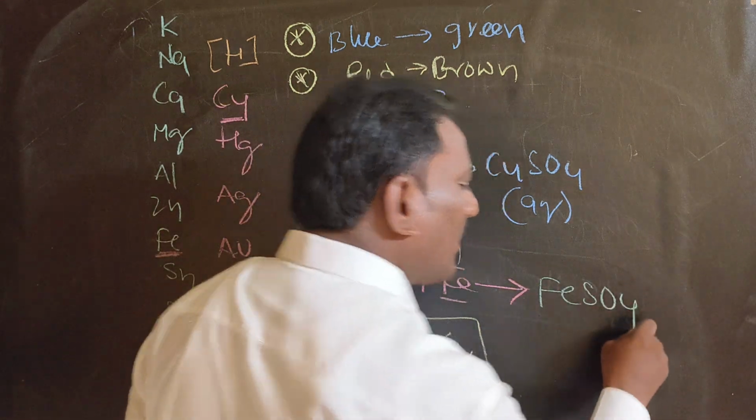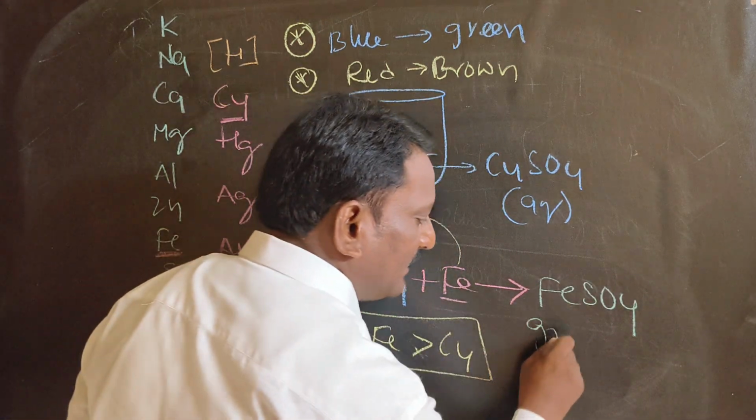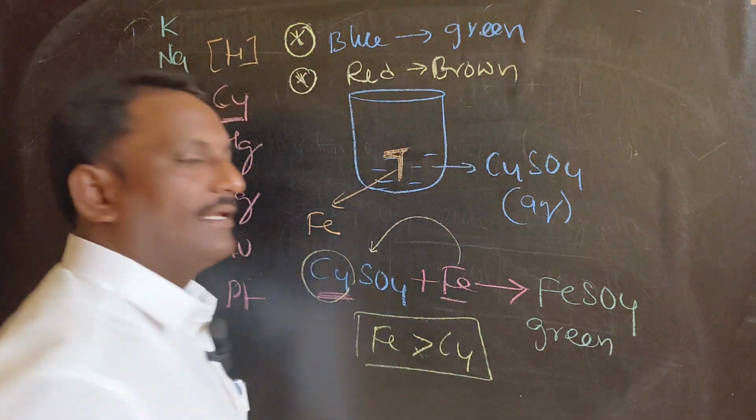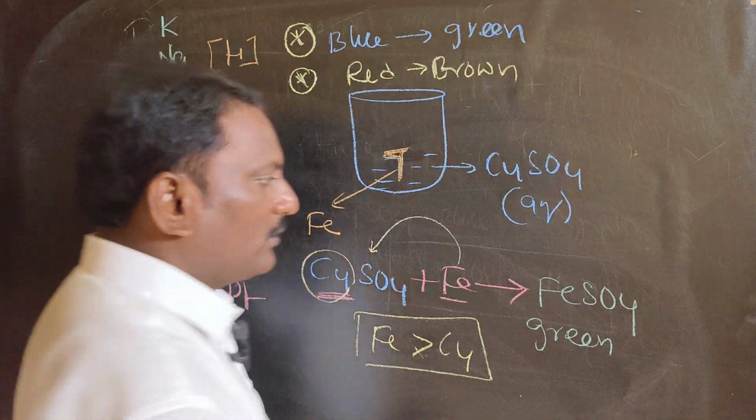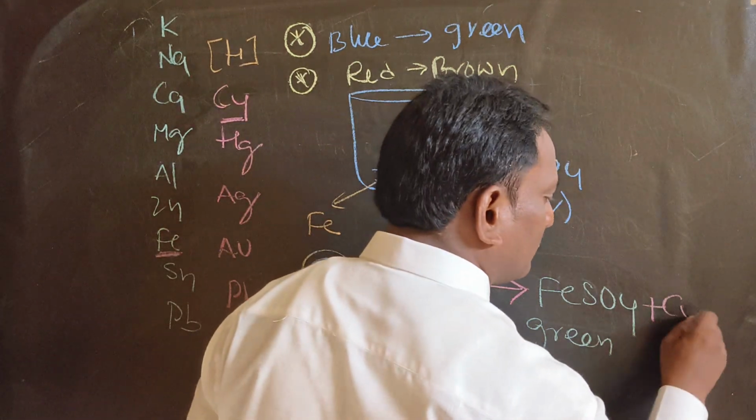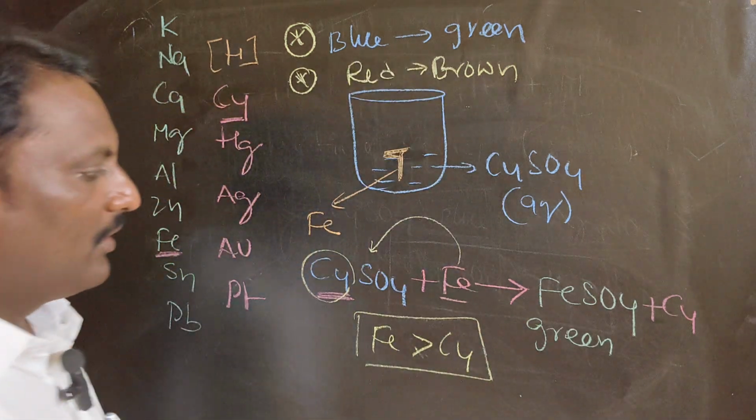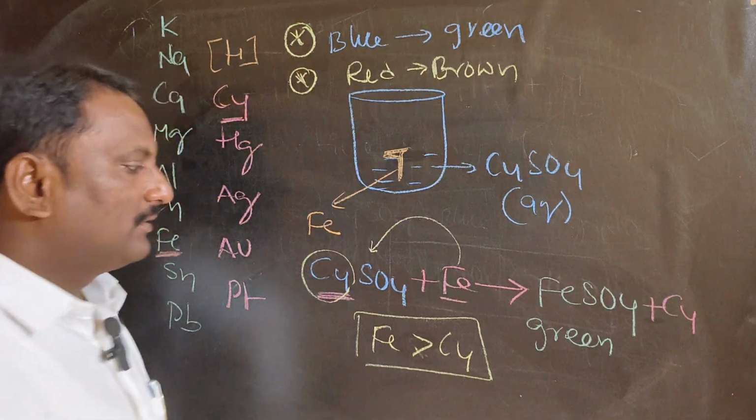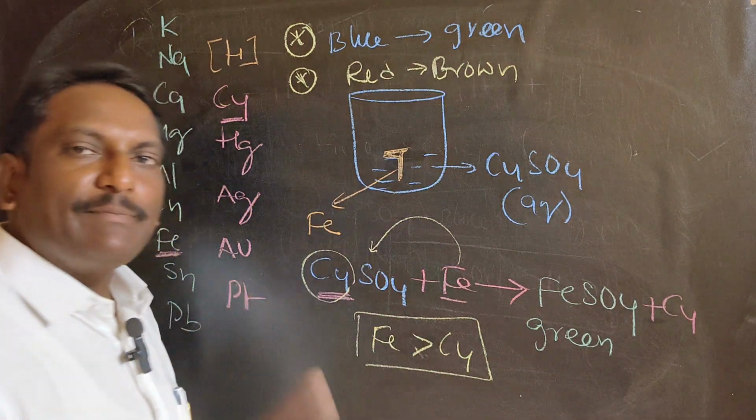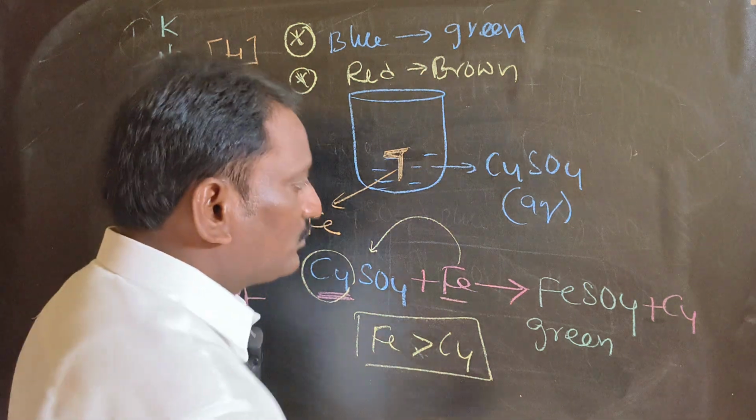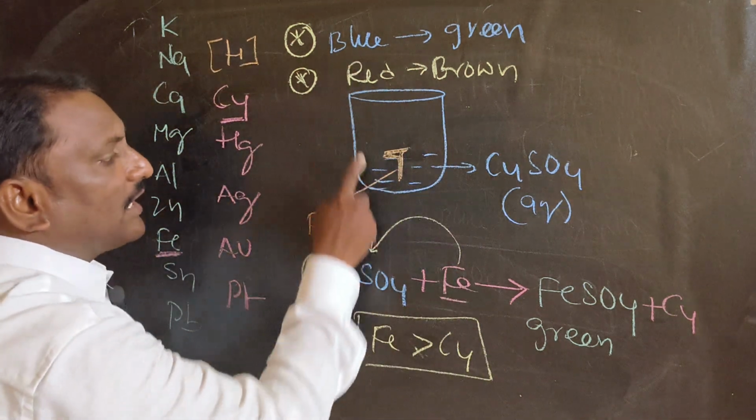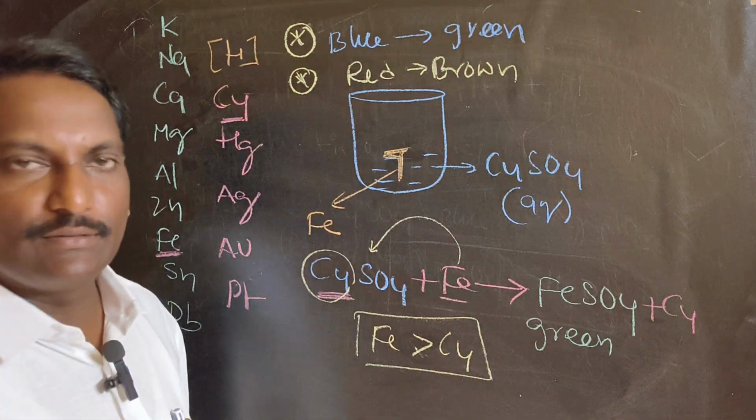What is the color of iron sulfate? That is green color, and you will get copper as well. So that means copper is replaced by iron. So that's why blue color copper sulfate changes to green.